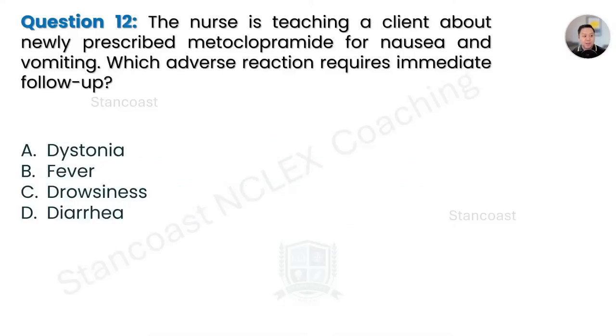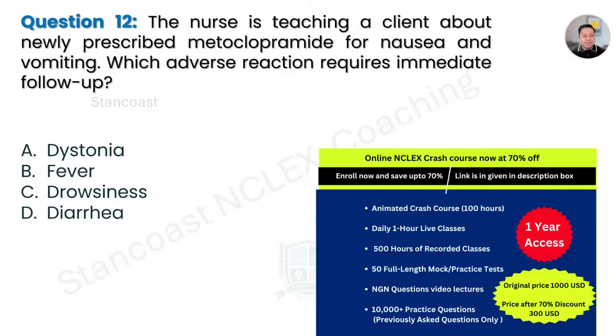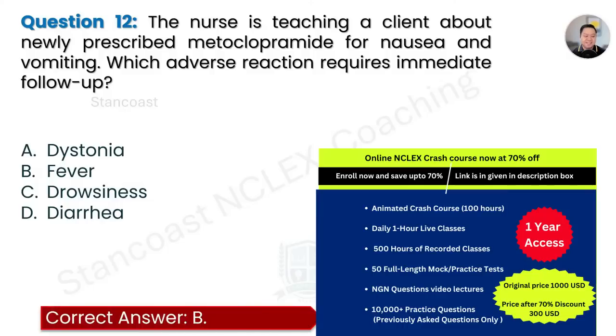Let's have number 12. The nurse is teaching a client about newly prescribed metoclopramide for nausea and vomiting. Which adverse reaction requires immediate follow-up? A, dystonia. B, fever. C, drowsiness. D, diarrhea. The answer here is letter B.